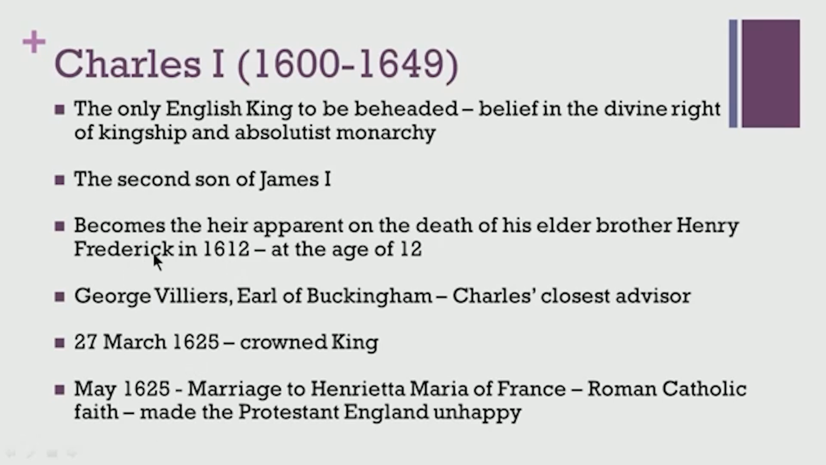He becomes the heir apparent only after the death of his elder brother Henry Frederick in 1612. He caught a mysterious fever and succumbed to death, and so at the age of 12, Charles I becomes the heir apparent of England, Ireland and Scotland put together. Until that time, it's said that he was considered a very weak prince, and James I was not even sure whether he would make it to adulthood.